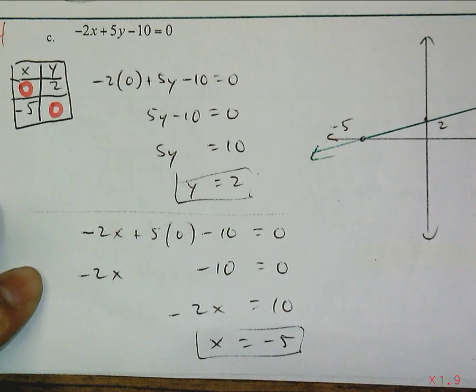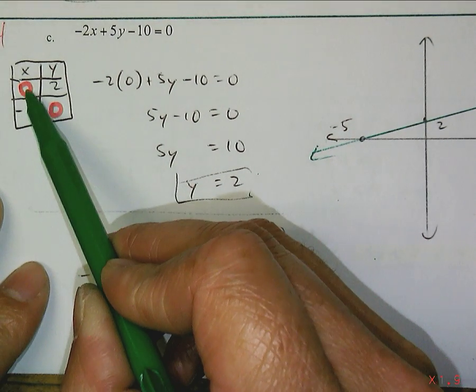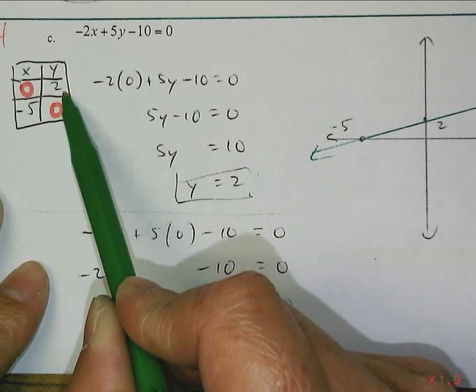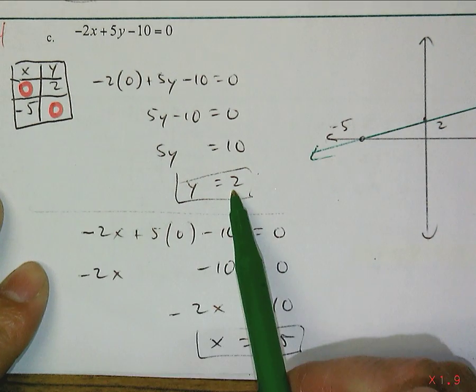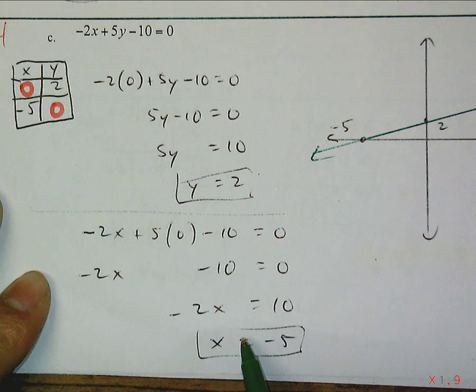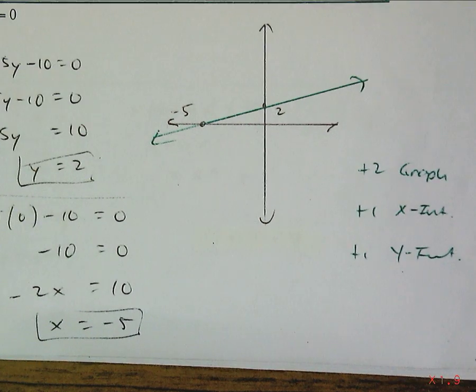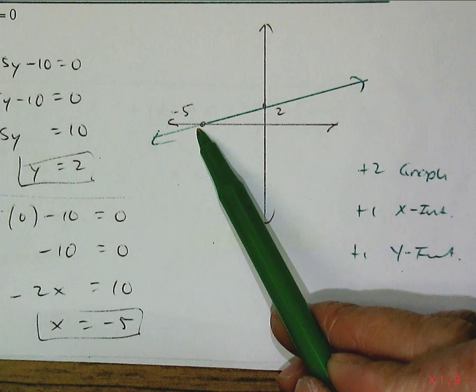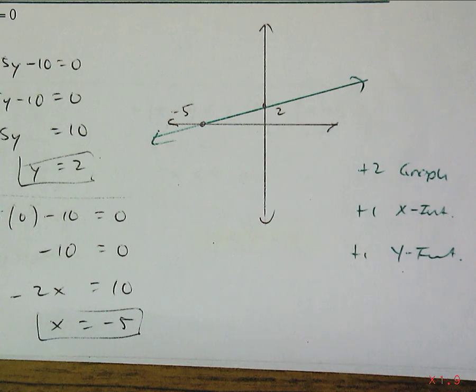4c, same thing. You're graphing by intercepts, making x equals 0. You would have gone y equals 2. And if you make y equals 0, you'll get x to be negative 5. And if you graph that, here's negative 5 as your x-intercept, and y equals 2 is your y-intercept.